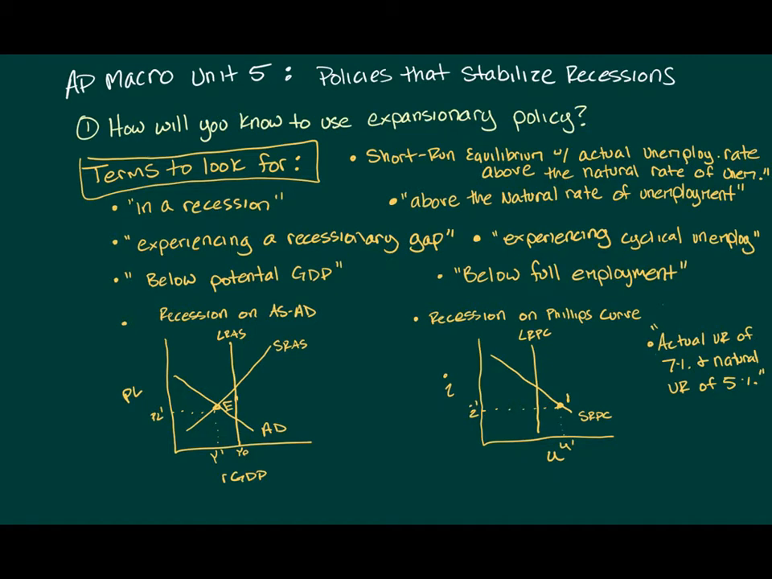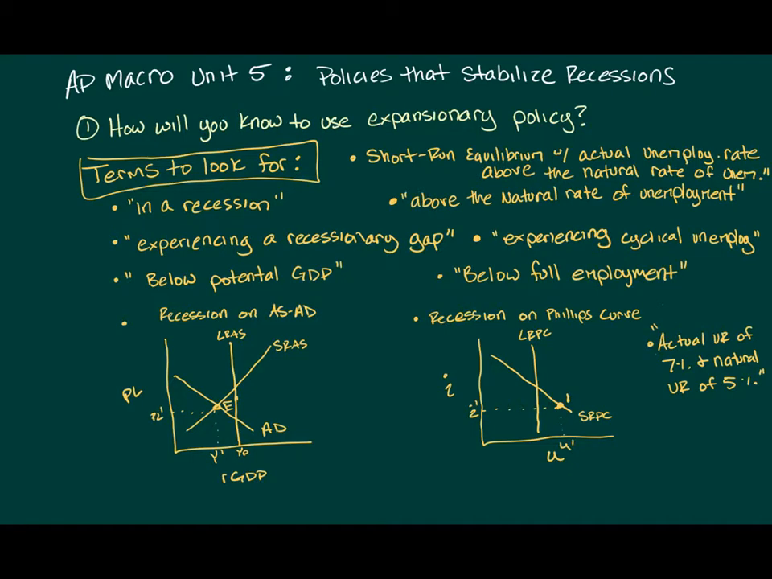A more recent one actually said that the economy was, quote, in short-run equilibrium with an actual unemployment rate above the natural rate of unemployment. So students need to know, A, what short-run equilibrium is, and B, that if the current rate of unemployment is above the natural rate, then we're definitely experiencing some cyclical unemployment, and that is a sign of a recession. They've also said that the rate of unemployment is just above the natural rate, which is very similar to the one above.